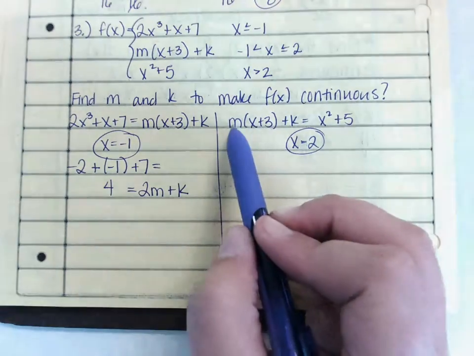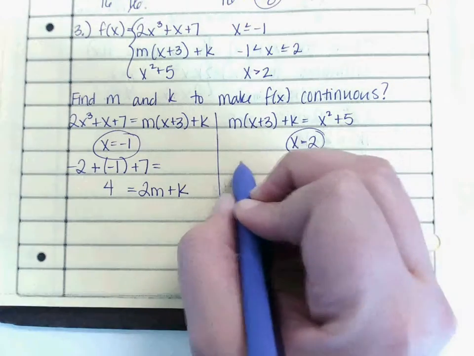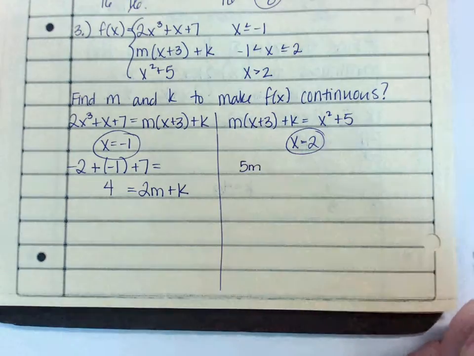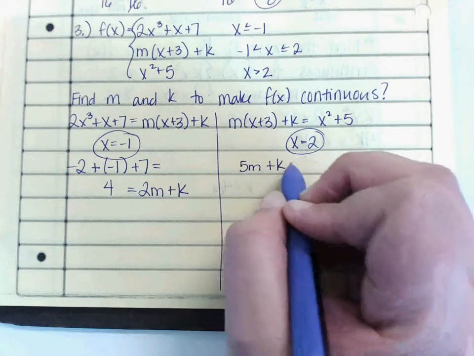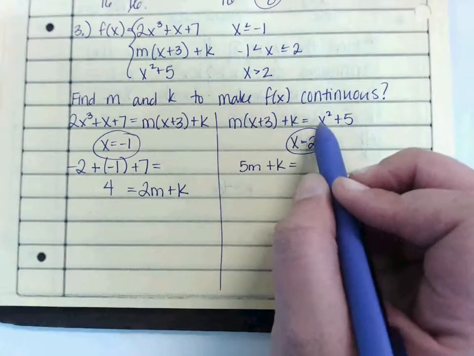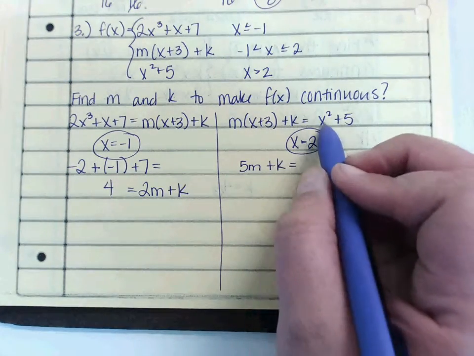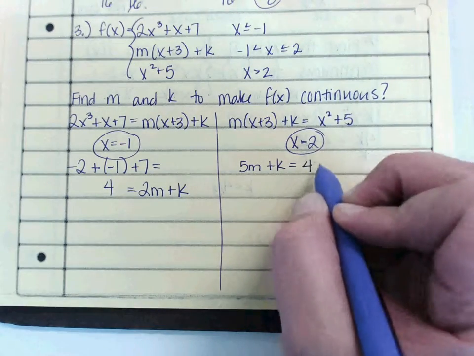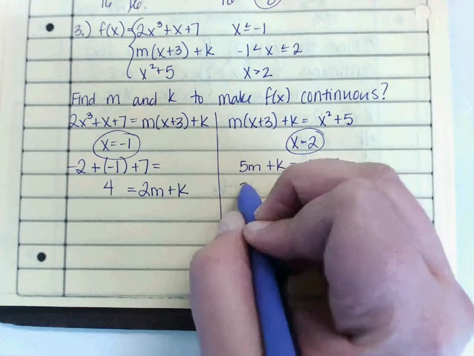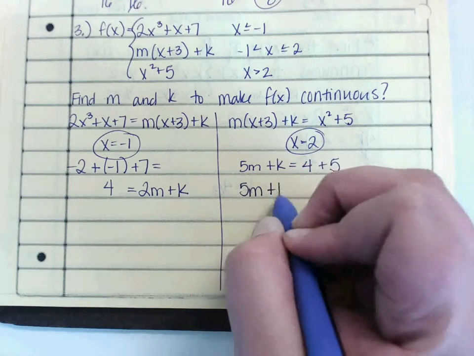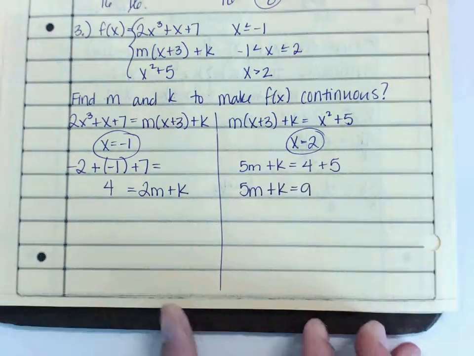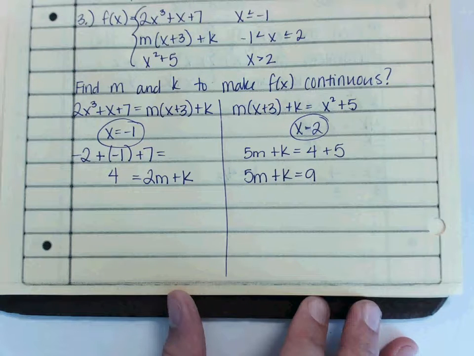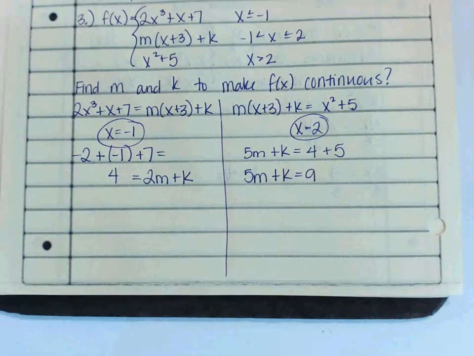2. So m times 2 plus 3 is 5m plus k. Over here, 2 squared is how many? 4 plus 5, which is 9. Okay, what do you do from here? You took algebra 1. Substitution. Yeah. Okay, now, can I substitute if neither equation is solved?